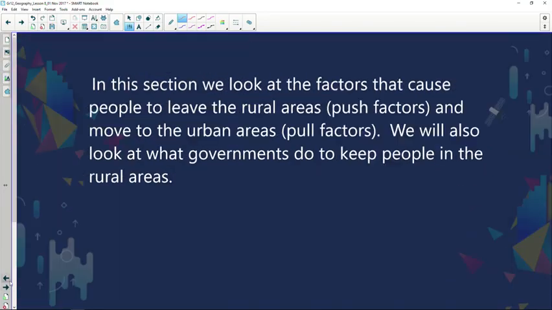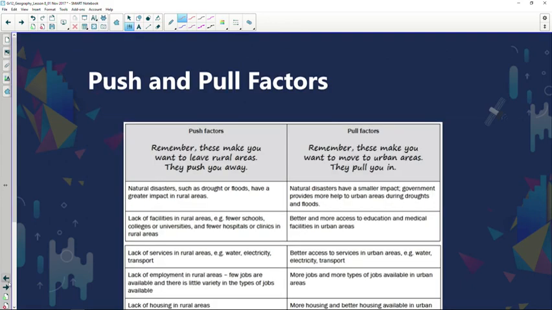If you look at the next slide, and it's of great concern why people are leaving the rural areas. Now, first of all, let's look at the push factors. But please, grade 12s, don't get confused between the two. Now, keep this in mind. What pushes you away from the rural areas? And what pulls you towards the urban areas? And let's quickly have a look at these factors.